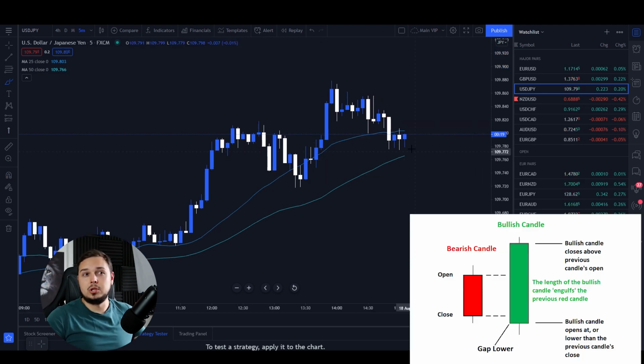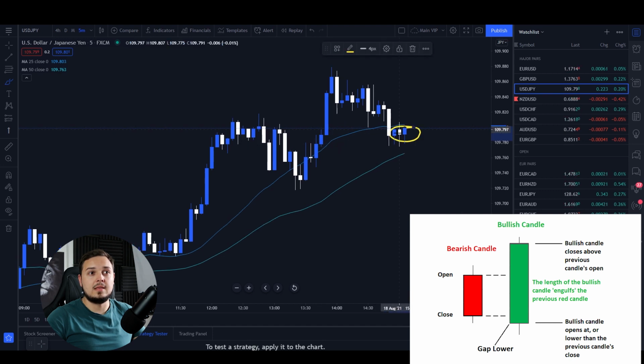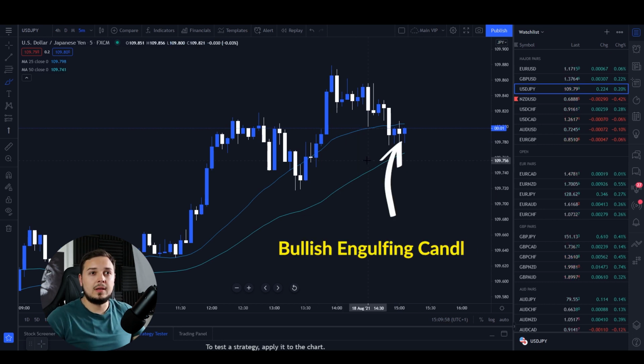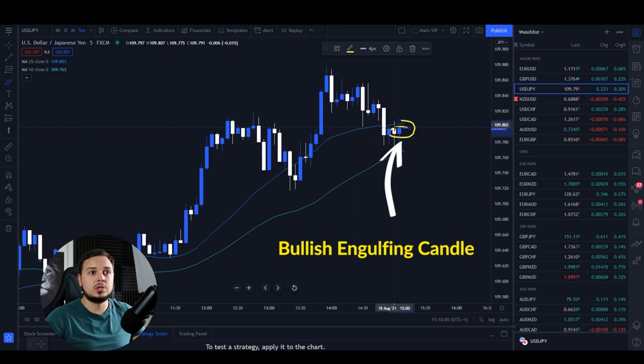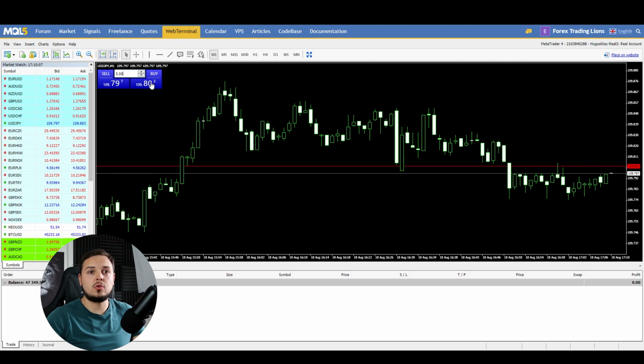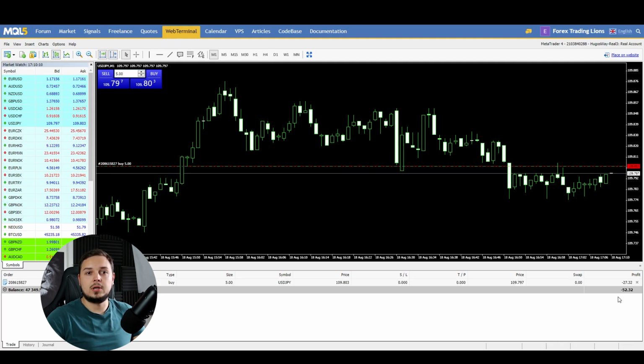So now we need a bullish engulfing candle as confirmation. As you can see, this is a developing bullish engulfing candle. If we do get one, we will place a trade straight away for a buy. So let's see. Okay, we got a bullish engulfing candle. Let's go to USD Japanese yen and do a 5 lot size trade. Let's buy. There we go. We placed our first trade today.